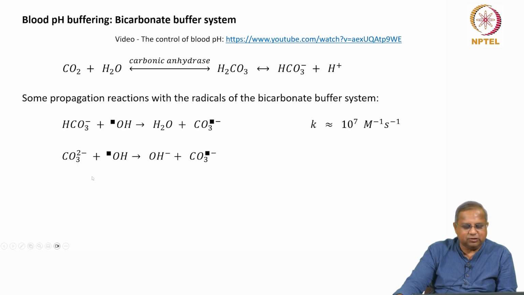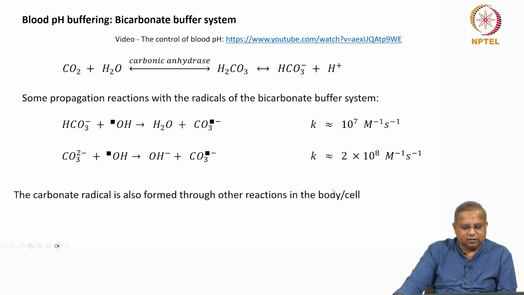Another reaction: CO3 2 minus, if it reacts with hydroxyl radical, again gives you the carbonate radical and of course the hydroxide ion. This happens to be 2 × 10^8 per molar per second. And the carbonate radical is also formed through other reactions in the body of the cell, right. So, the focus is on the carbonate radical here, which gets formed from HCO3 minus and so on and so forth.